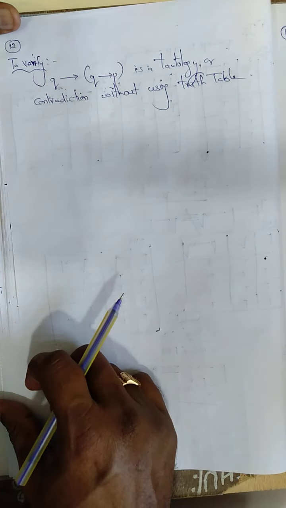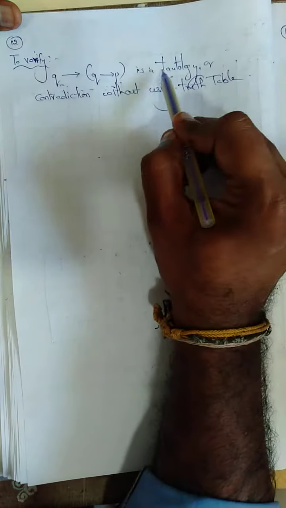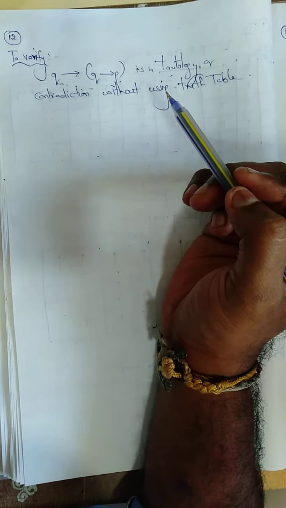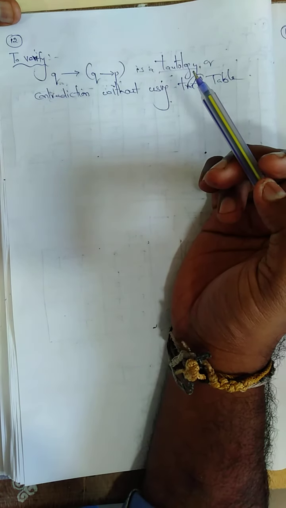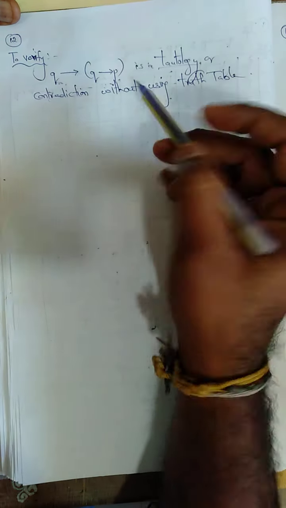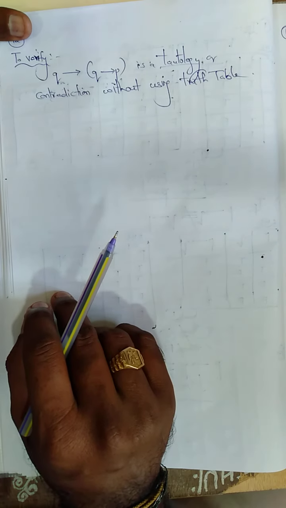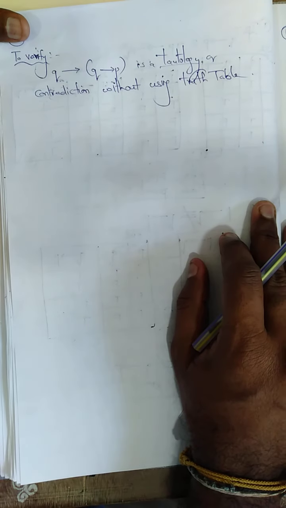12th sum. To verify whether Q conditional P is a tautology or a contradiction. Tautology means the last row of the truth table is fully T. Contradiction means the last row is fully F. Without using a truth table, so far we have also used a table. This is called a truth table. We fully use the truth table.